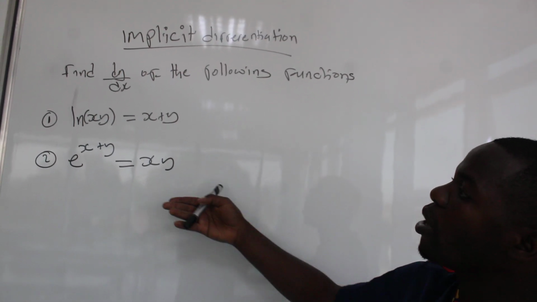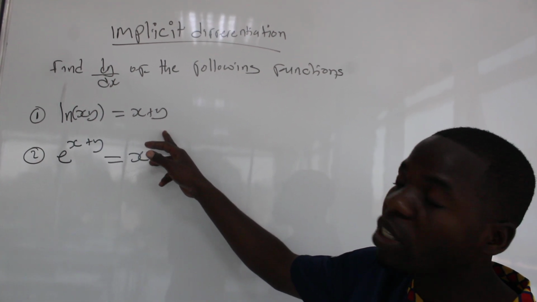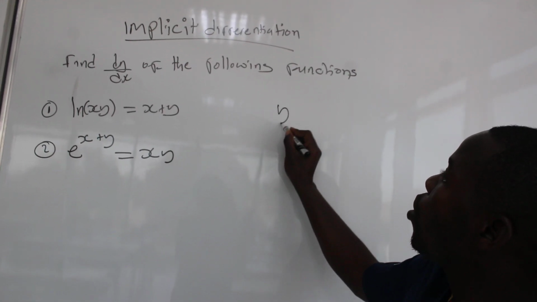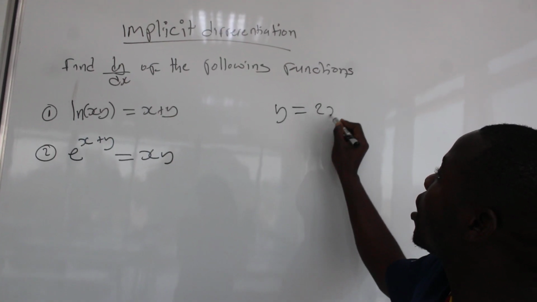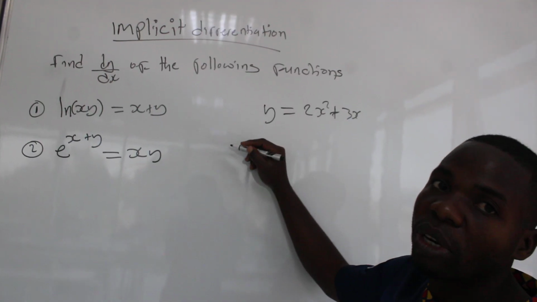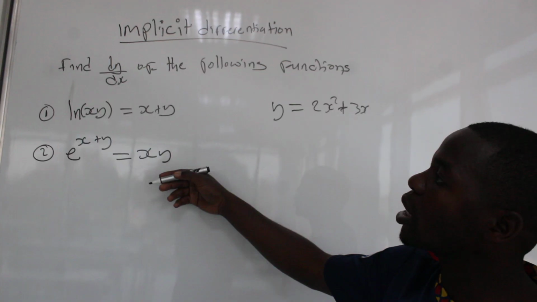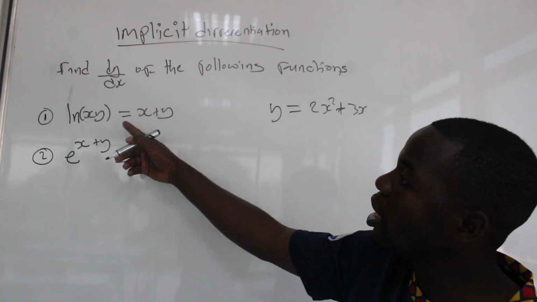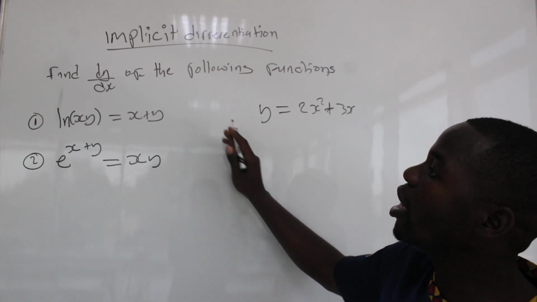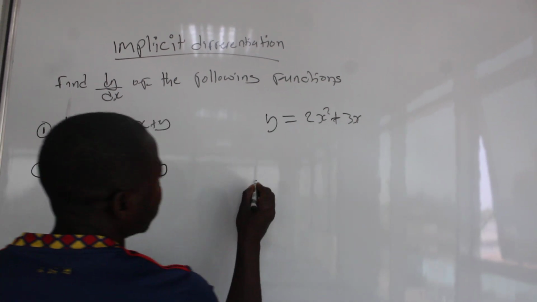As you can see, the reason why it's implicit is because y is not isolated. It's not alone, it's not the subject of the formula. We know that whenever differentiating, y has to be isolated. But as you can see, we're differentiating this function with respect to x, and y is not isolated. That is the reason why we use implicit differentiation. So we are going to start with the first one.